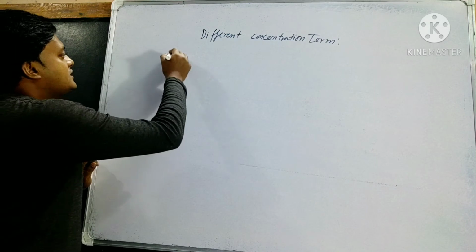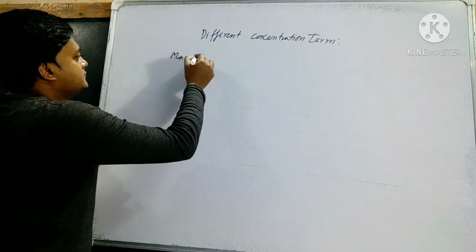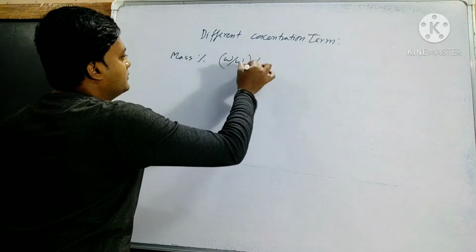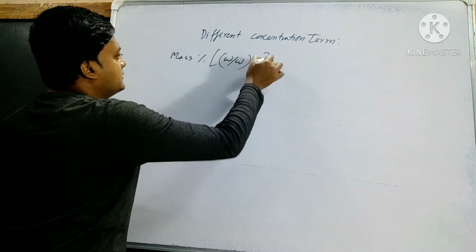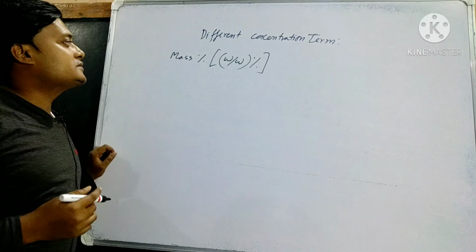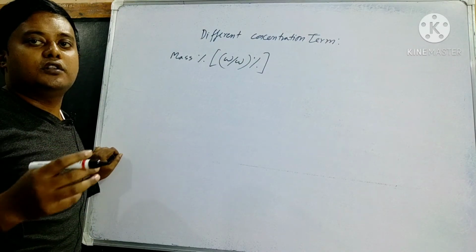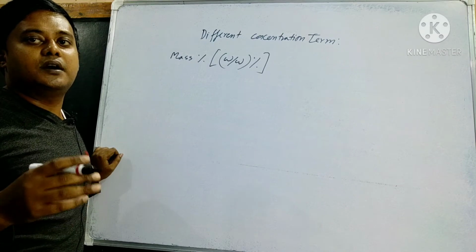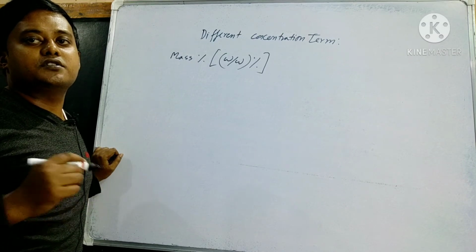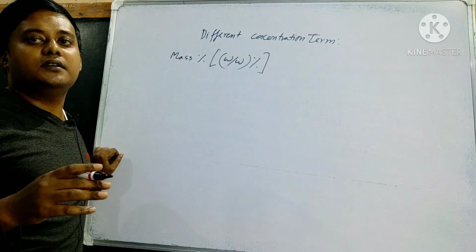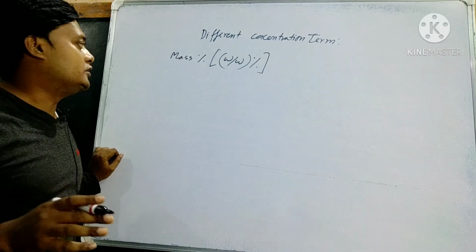First one, mass percentage. We represent it by W by W. Now what is mass percentage? Mass of solute present per 100 gram of solution.